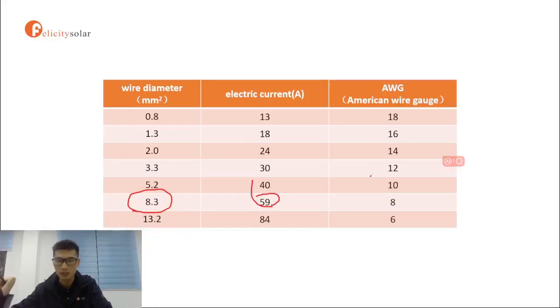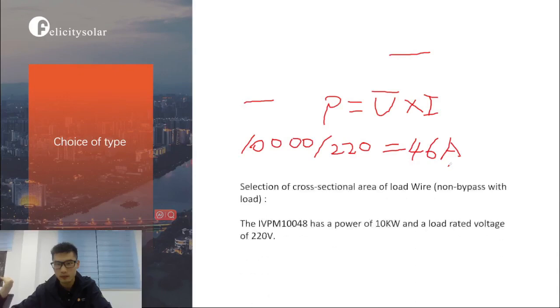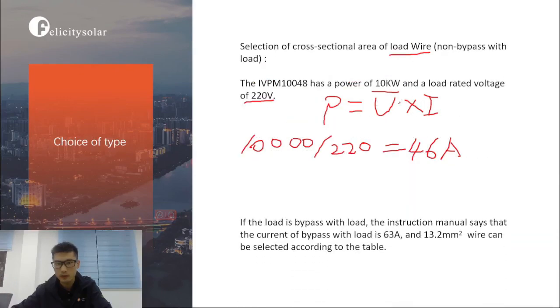And now we check the table. You can see 46 actually is close to 48, just like the PV wire. So we should choose the same wire, like 8.3. You see? So first, we should do the calculation to find out the current, and then we will see which kind of wire we should use.